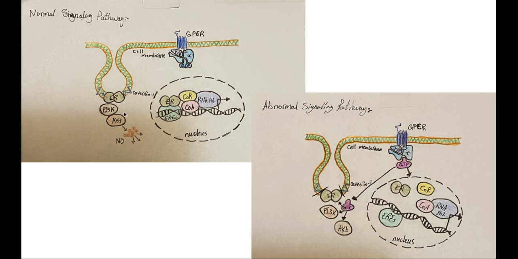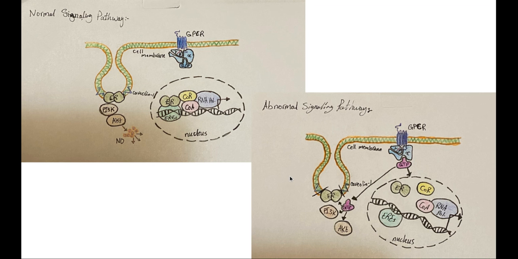And this model right here is the normal signaling pathway, where we have the GDP associated with the alpha, beta, gamma subunits of the receptor, GPCR. And we have the normal production of NO molecules from the second messenger, and the nucleus is functioning very well.